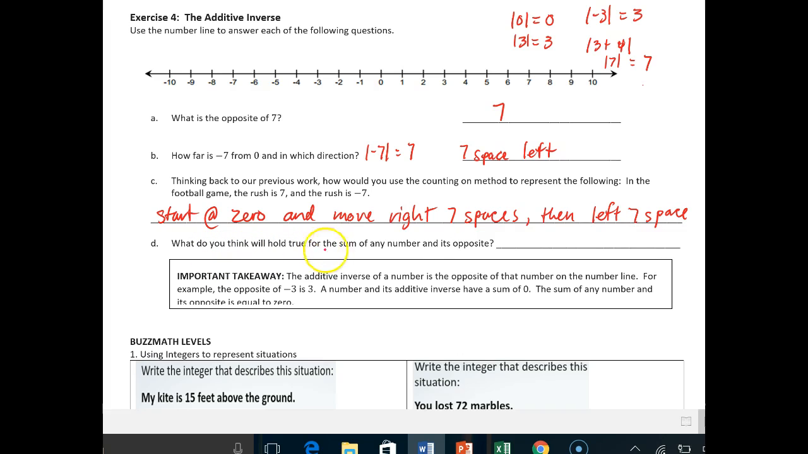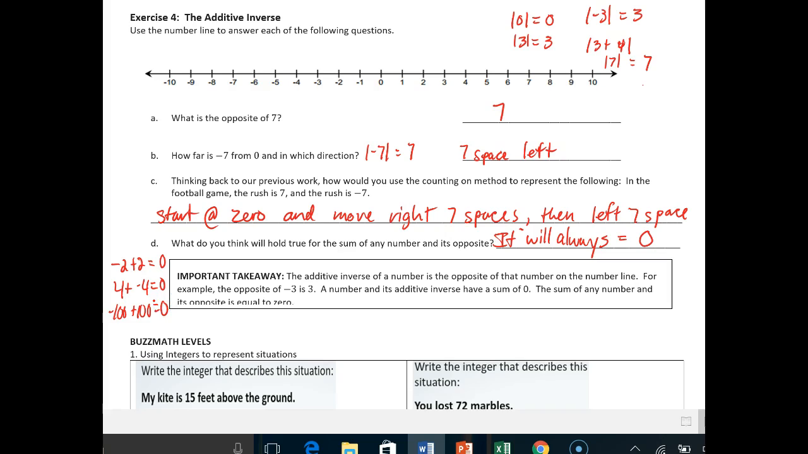What do you think will hold true for the sum of any number and its opposite? So if I move right 7 spaces, then left 7 spaces, or if I move right 20 spaces and then left 20 spaces, it will always equal 0. So such as negative 2 plus 2, 0. 4 plus negative 4, 0. Negative 100 plus 100, 0. Any opposites will always equal 0.